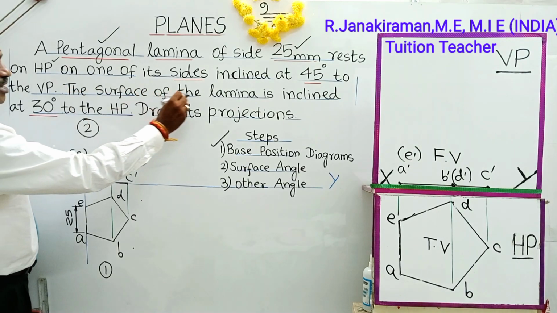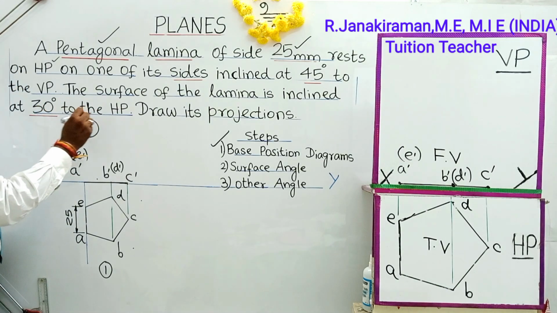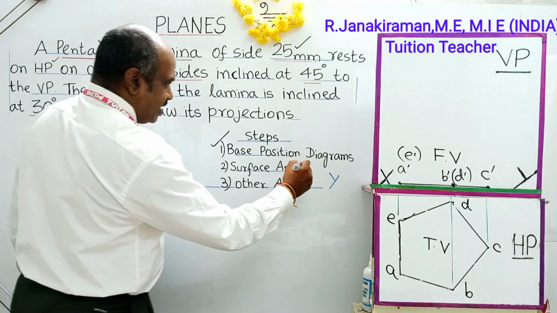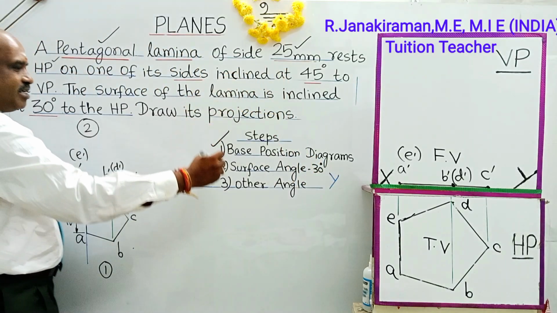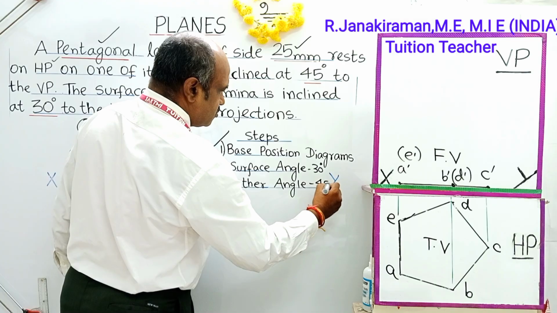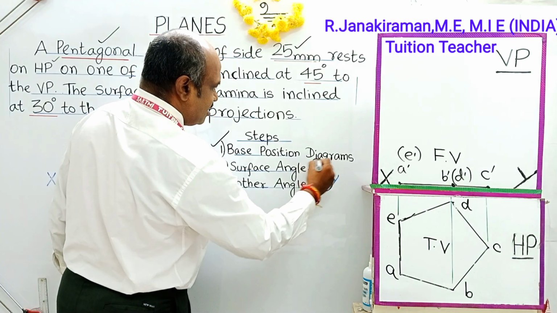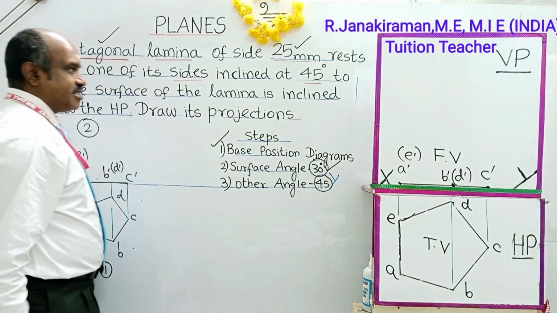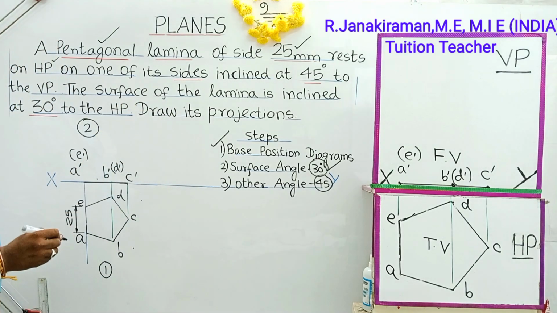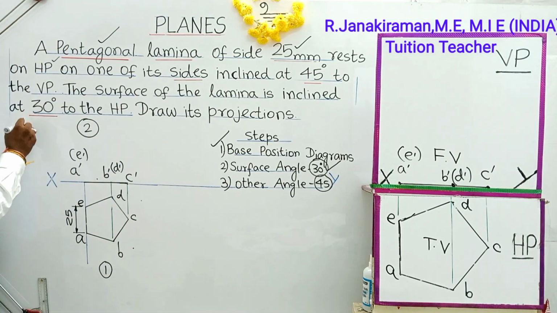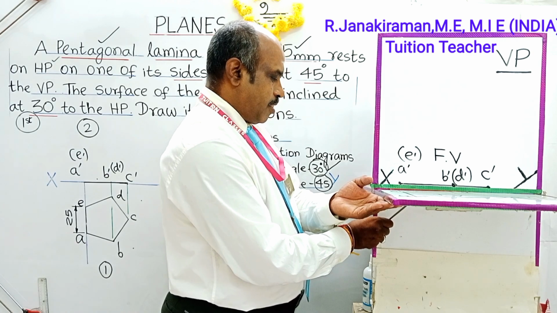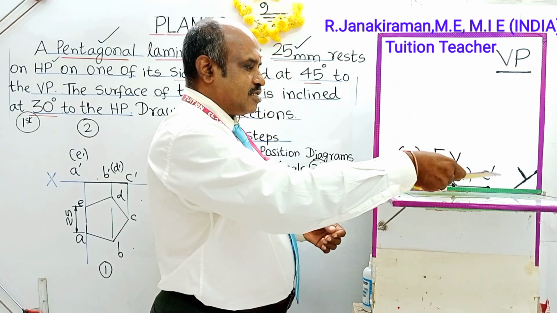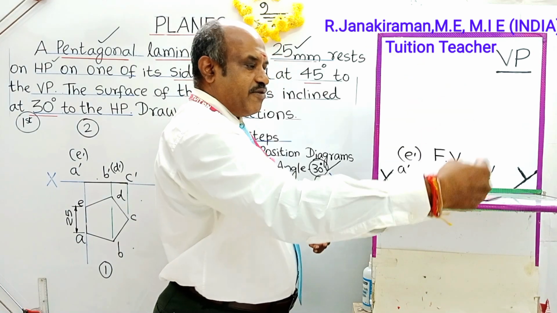The surface of the lamina is inclined at 30 degree to the HP. So this is 30 degree, and the other angle is 45 degree. Of these two angles, I have to consider the 30 degree first. It is given in the second sentence of the question. Okay, this is first 30 degree. So earlier the object was placed like this. This is the base portion, top view and front view completed.